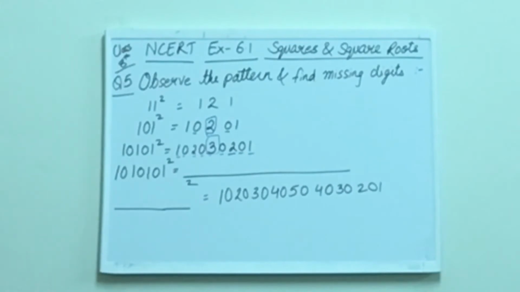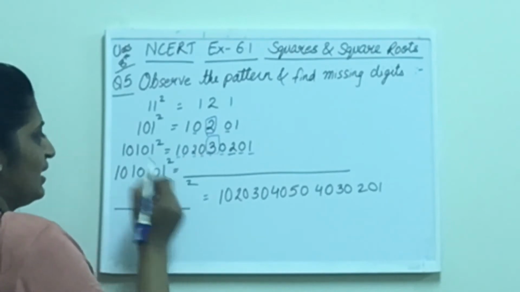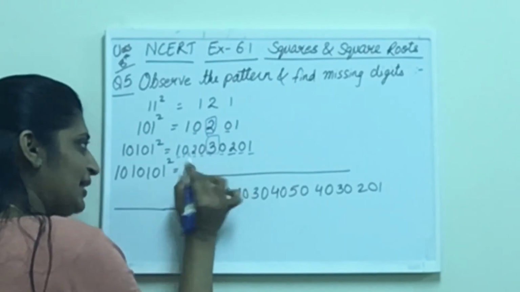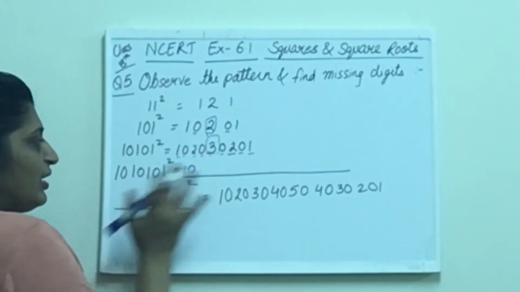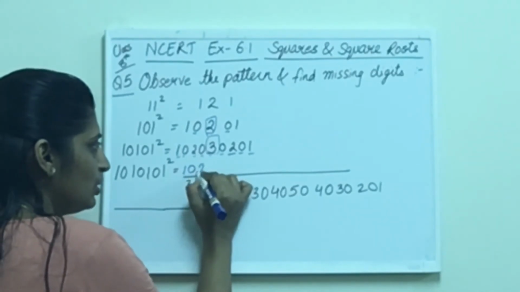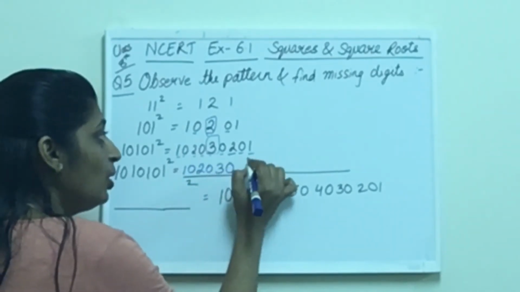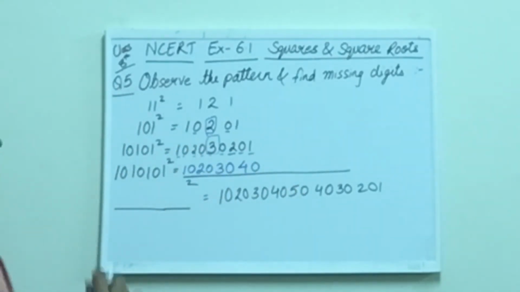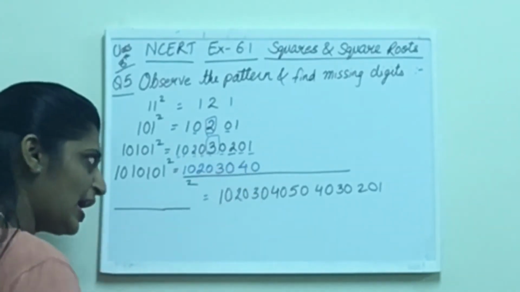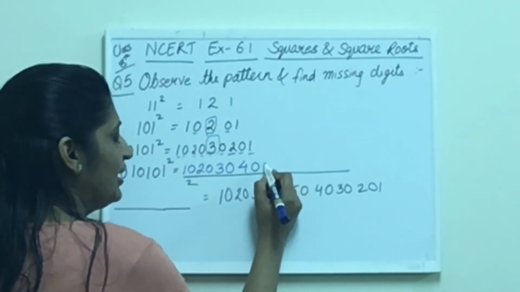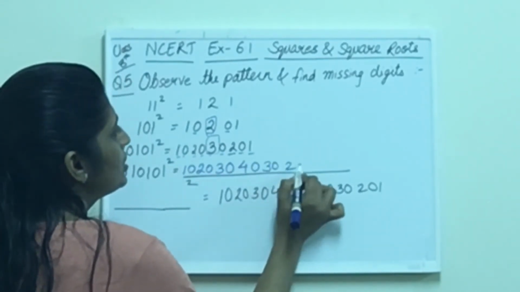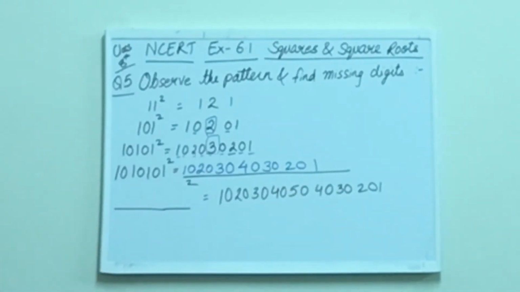So what do you say for the next number? 1010101. I can see that there are 4 ones. So it will increase in this way, and there are single zeros between each one. So 1 0 2 0 3 0 4 0. Yes, you got it correct. It will reach a maximum of 4 and again start decreasing. So 1 0 2 0 3 0 4 0 3 0 2 0 1. So very easy.